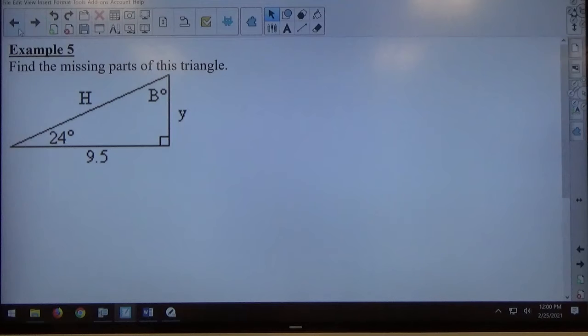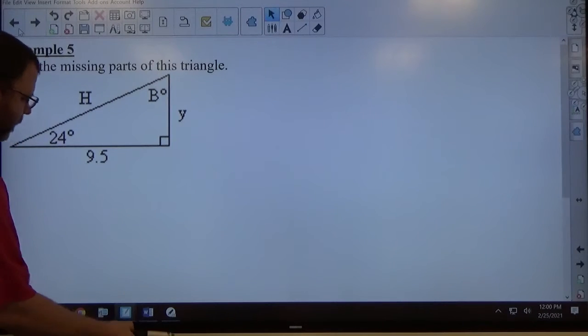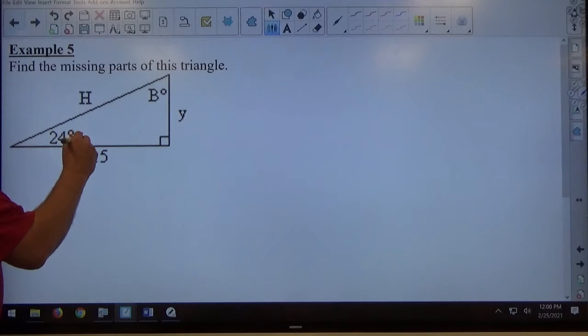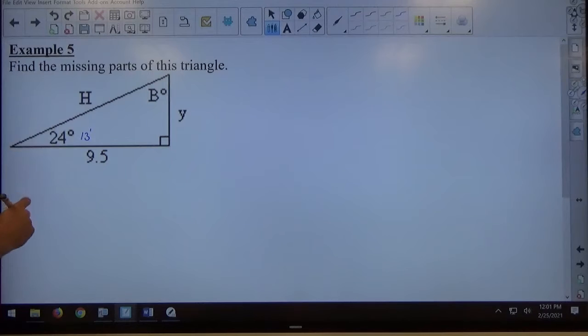And just to make this problem like a problem in the book that might come up, let's suppose that instead of 24 degrees, we have 24 degrees, 13 minutes, so that when the problems that involve minutes come up, we can handle that scenario, because that is happening on a few of the homework problems. So, find the missing parts of this triangle.